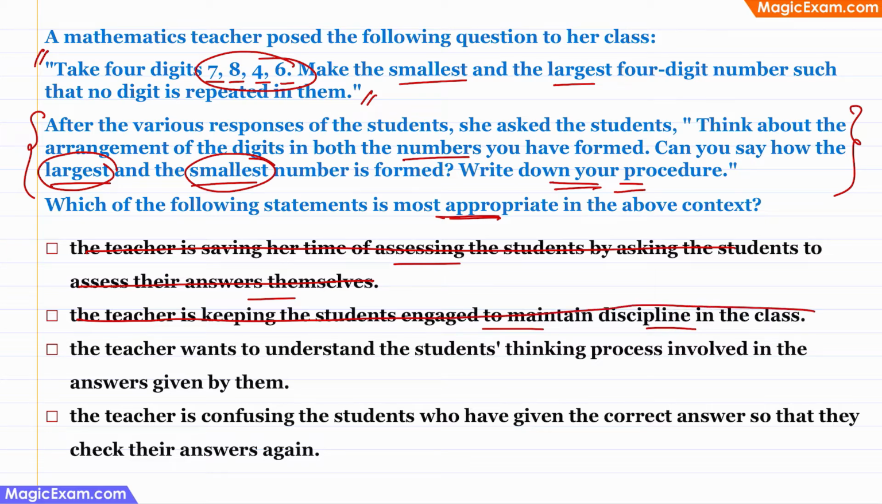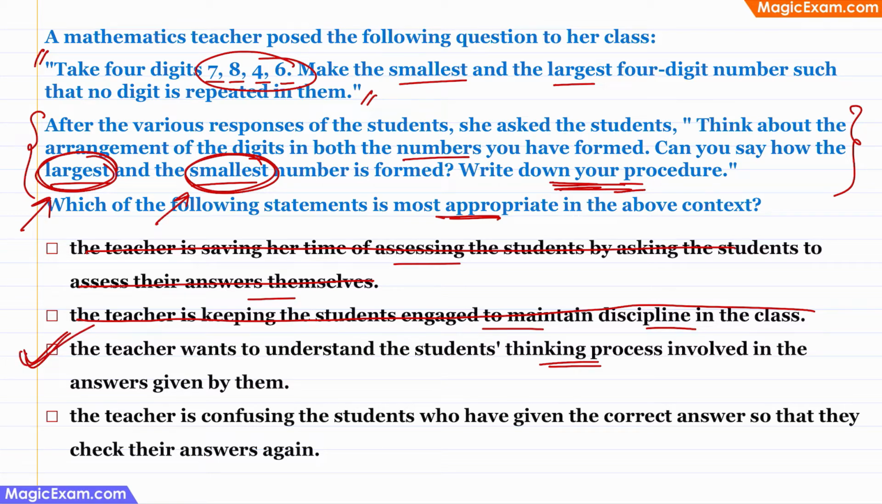Next, the teacher wants to understand the students' thinking process involved in the answers given by them. This is the correct and the best answer here, because by asking them to write down the procedure with which they arrived at the largest or the smallest number, she is trying to understand what the student's thinking process is. How did they arrive at this largest and the smallest number? Therefore, this is the best answer.